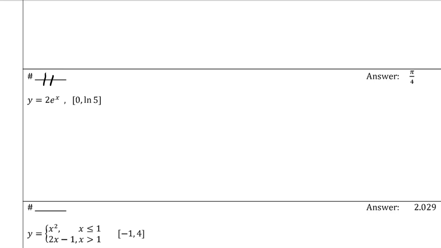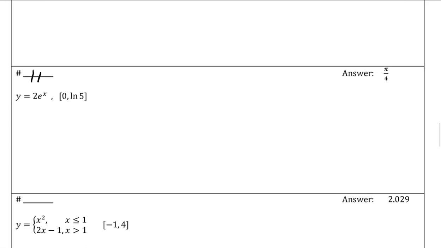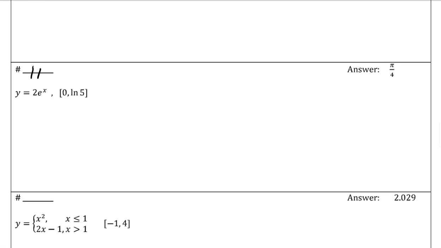Okay, so question 11 on our mean value theorem circuit has a function of 2e to the x, and between 0 and natural log of 5 we are supposed to find where the mean value theorem applies.